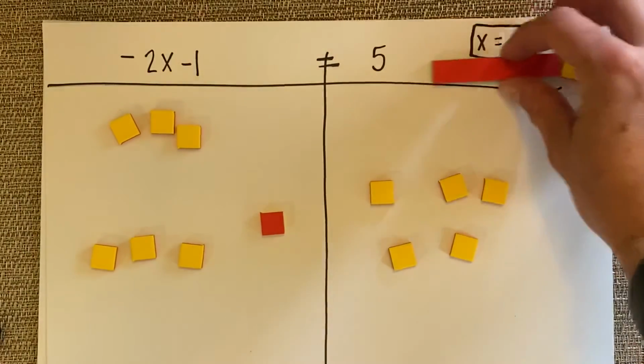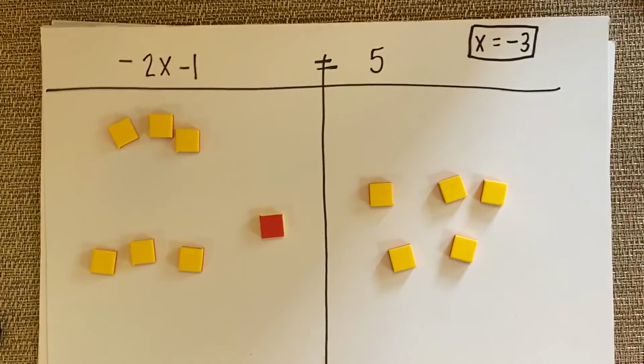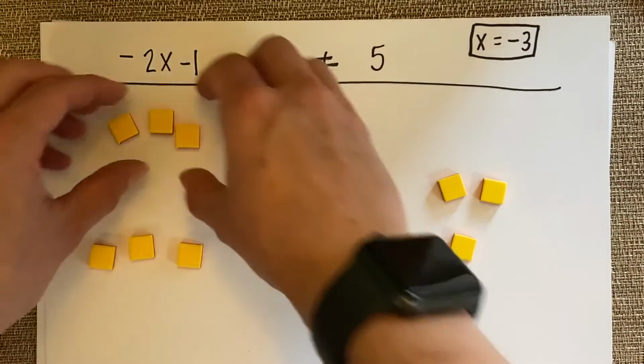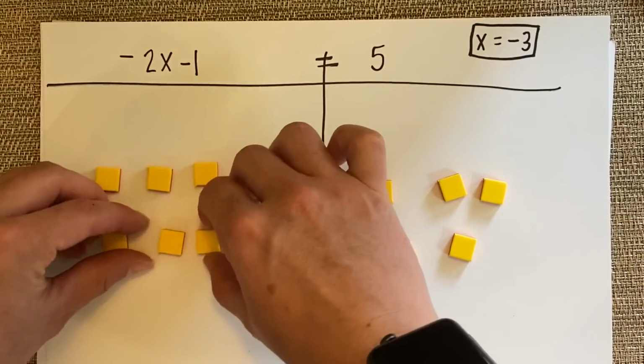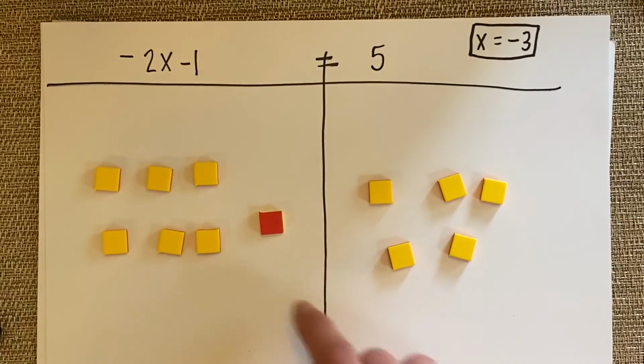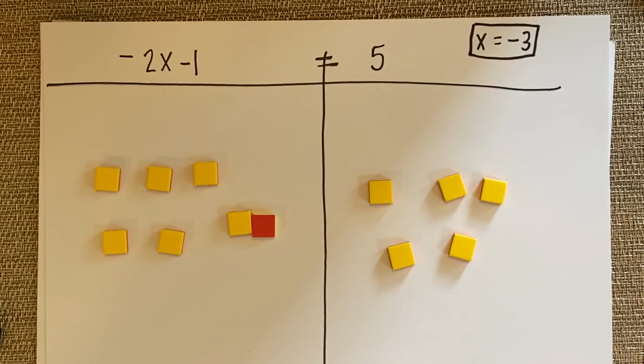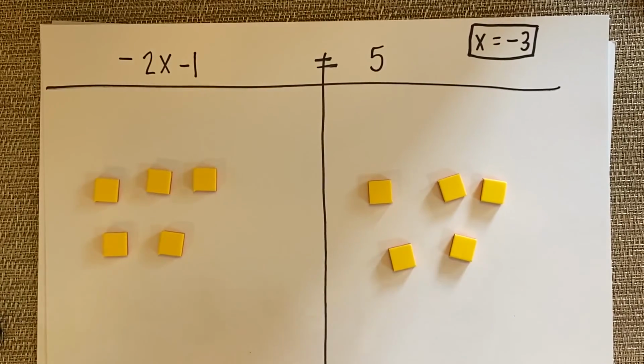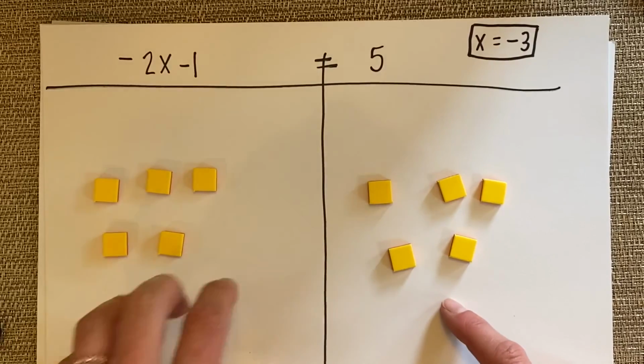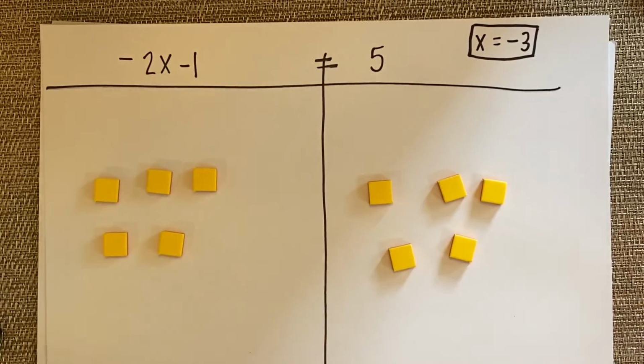Okay, I'm going to take this off the mat just so it doesn't confuse us. And let's look at what we have on the left side. I've got 6 positives and 1 negative, and on the right side I've got 5 positives. Well, it doesn't look equal, but I know that anytime I have a positive and a negative unit together, that's a 0 pair. I can take that off the board. So let's see what we have. 5 positives on the left, 5 positive on the right. Our equation is balanced. That's exactly what we want, and that proves that our solution was correct.